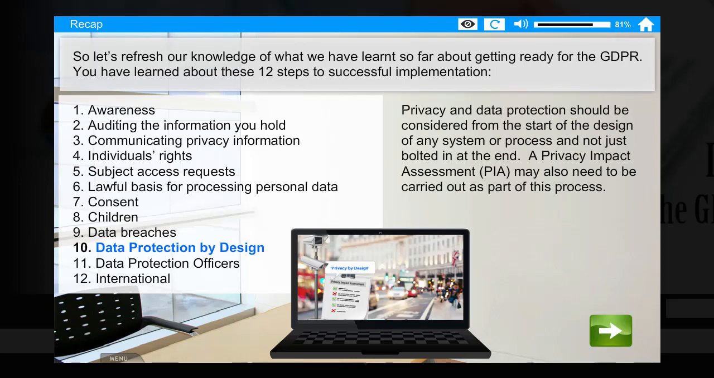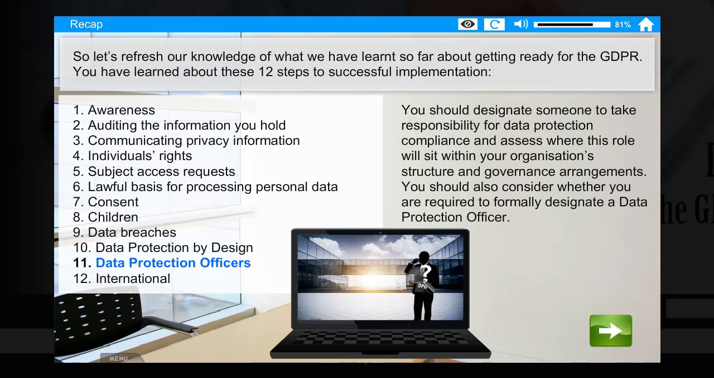Step 10. Data protection by design. Privacy and data protection should be considered from the start of the design of any system or process and not just bolted in at the end. A privacy impact assessment, or PIA, may also need to be carried out as part of this process.